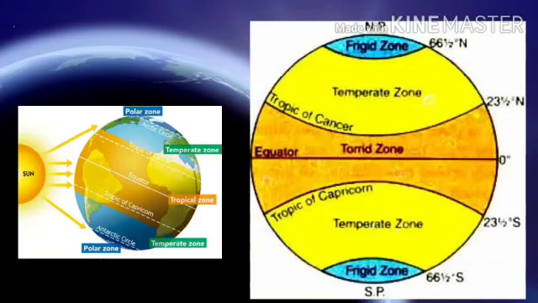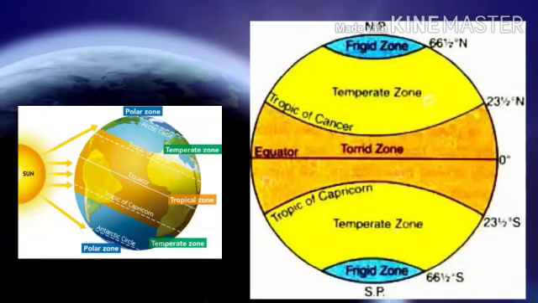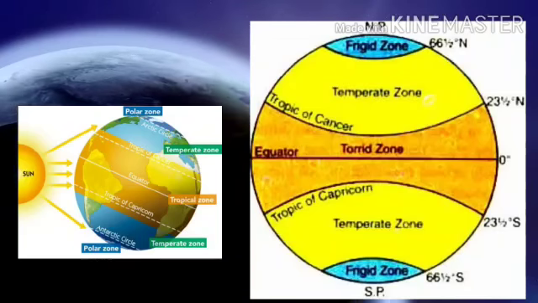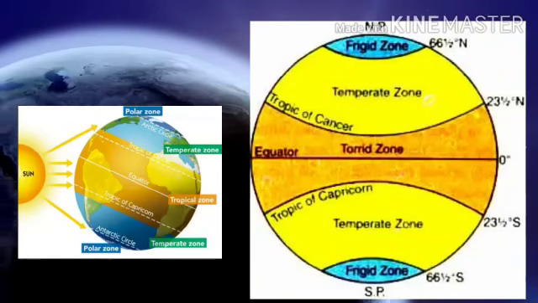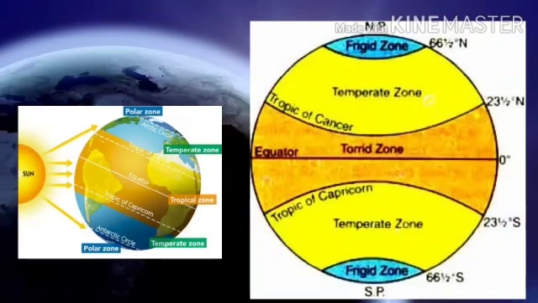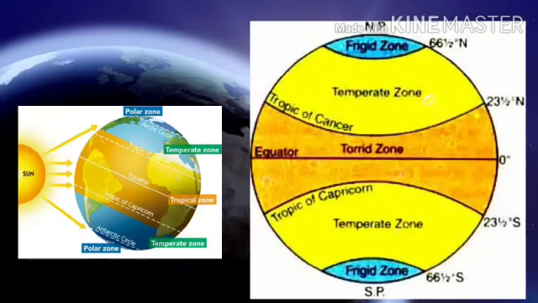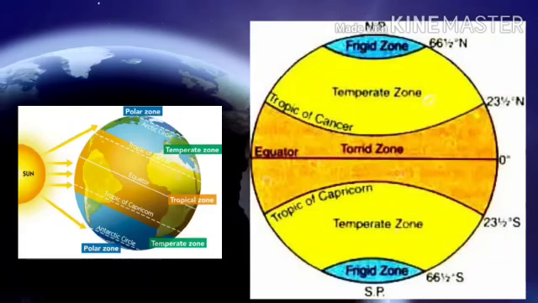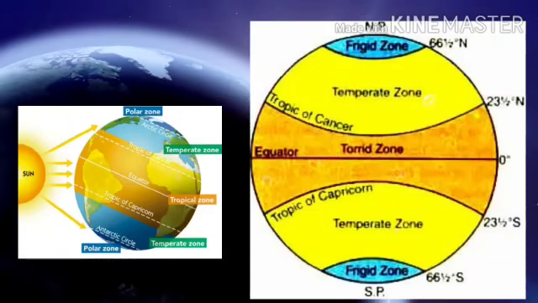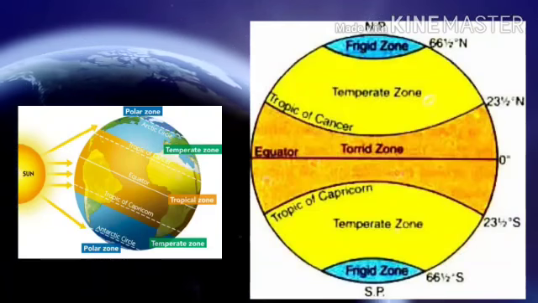Temperate zone. This is the region where the temperature is neither very hot nor cold. This region lies between 23.5 degree north to 66.5 degree north, that is Tropic of Cancer to Arctic Circle, and 23.5 degree south to 66.5 degree south, that is Tropic of Capricorn to the Antarctic Circle.